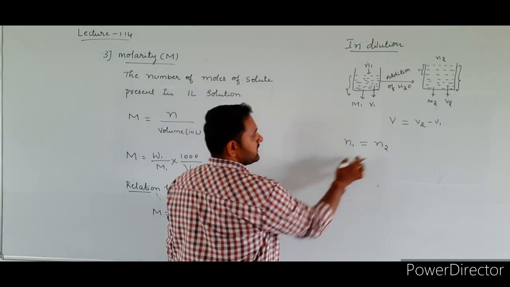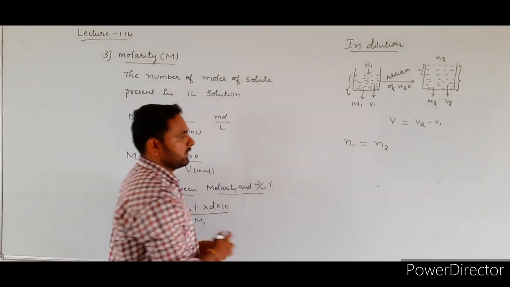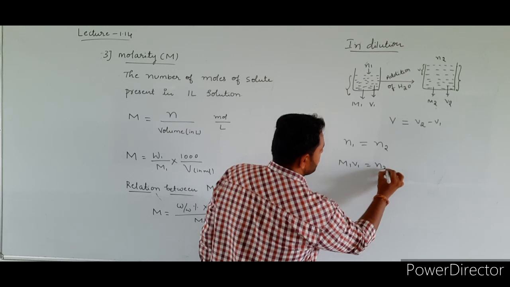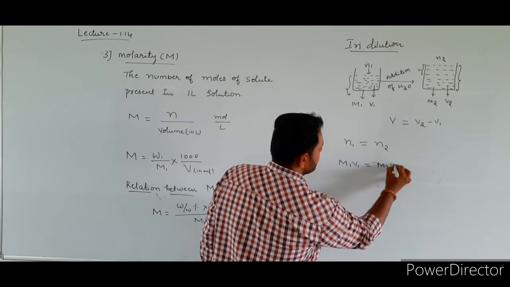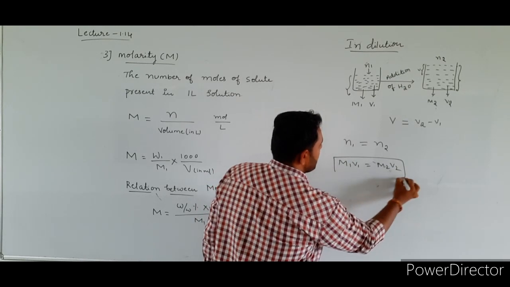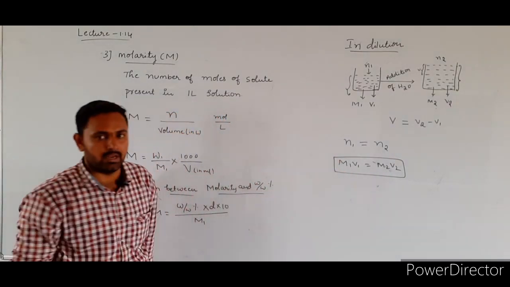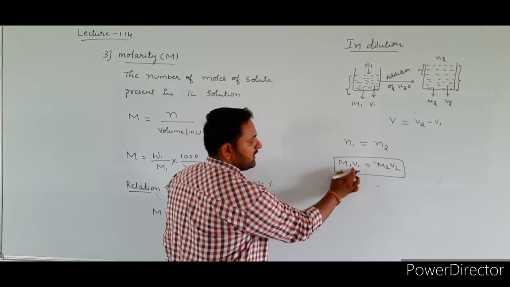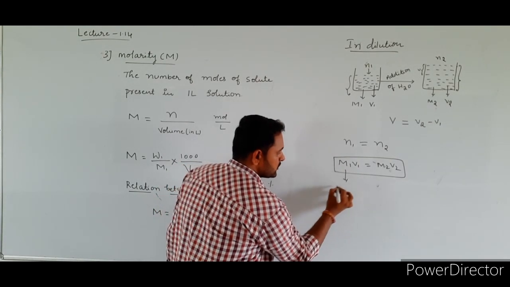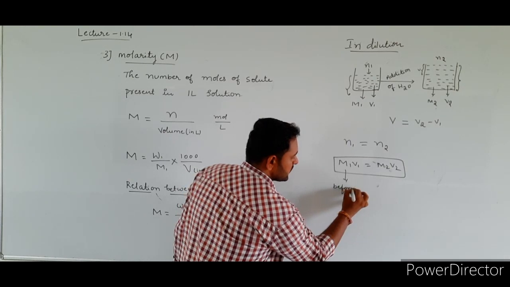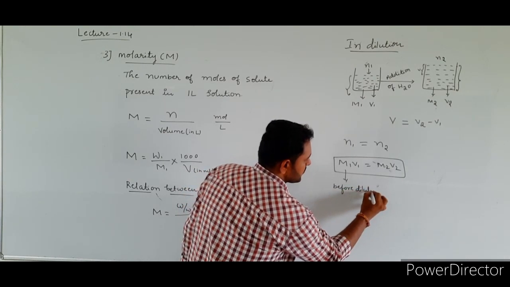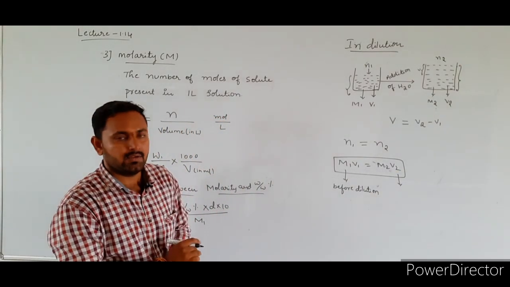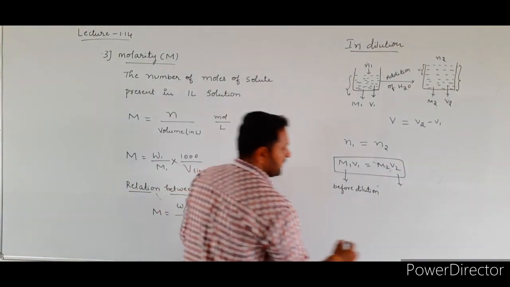That means n1 is equal to n2. That's why M1 V1 is equal to M2 V2. This is the molarity relation in dilution. M1 and V1 are molarity and volume of solution before dilution. M2 and V2 are molarity and volume of solution after dilution.